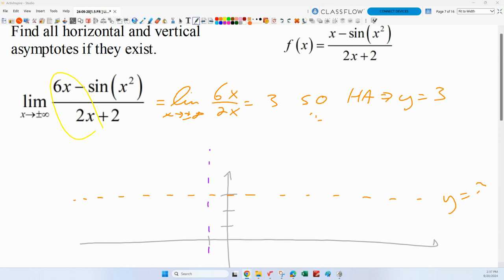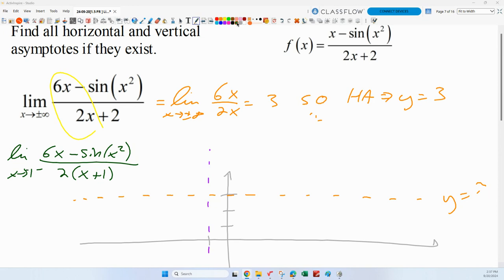Let's figure out what the function is doing when it bumps into our purple vertical asymptote from the left. We want to know, is it getting bumped up or down? So we'll make that our green limit. We're going to take the limit of this function, 6x minus sine of x squared, and let's factor the bottom, making that 2 times the quantity x plus 1, and let's approach -1 from the left.